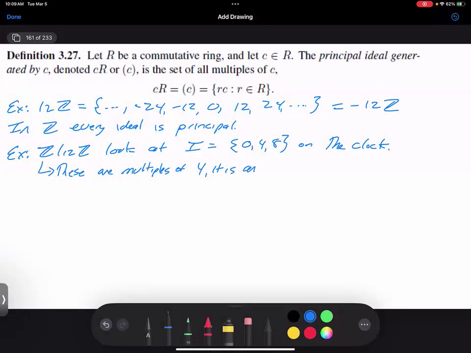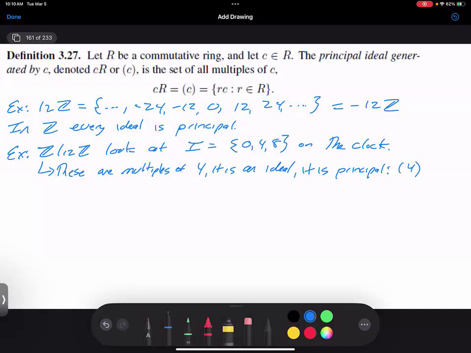It is an ideal. Okay. Do you think this is a principal ideal? Is it generated by multiples of something? I did, yes. It is principal. It's just multiples of 4.